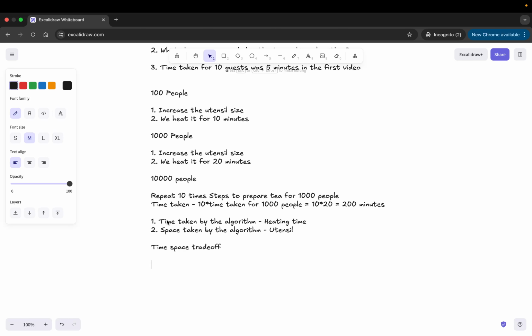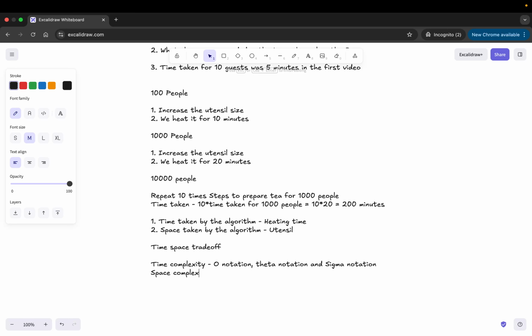Now, in computer science terms, the time taken by the algorithm is called the time complexity. We have special notations to denote the time complexity, which are O notation, theta notation, and sigma notation. The same notations are used for space complexity as well.